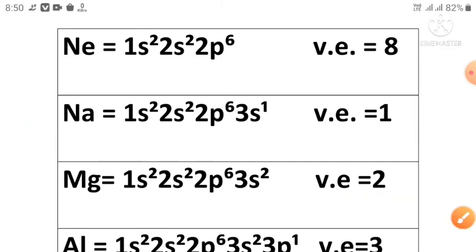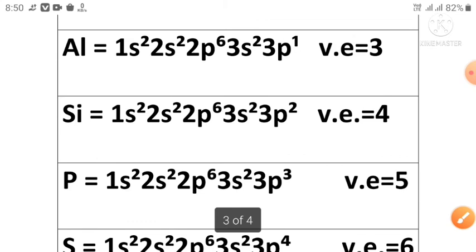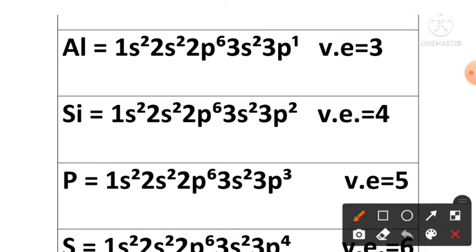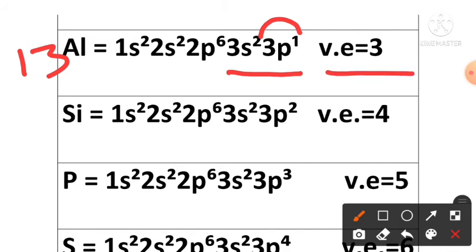Now we see the next element, aluminium, in which we know that the Z of aluminium is 13. So we write its electronic configuration: 1s2, 2s2, 2p6, 3s2 and 3p1. Now we know that we have to derive the outermost shell. Now we derive, and the number of electrons is 2 and 1. That means valence electron is 3. So we derive the next element, valence electron.